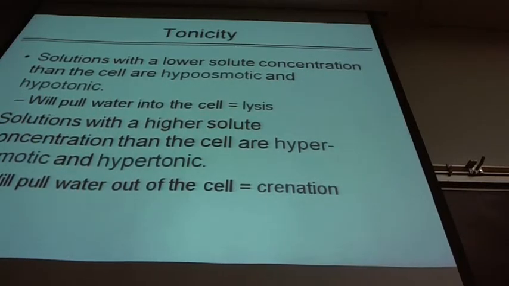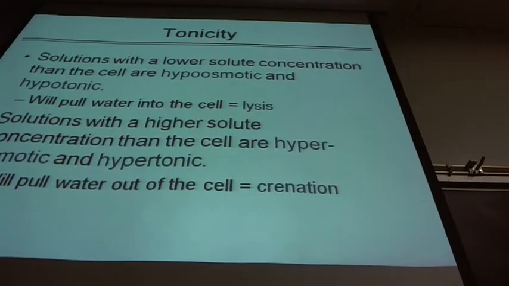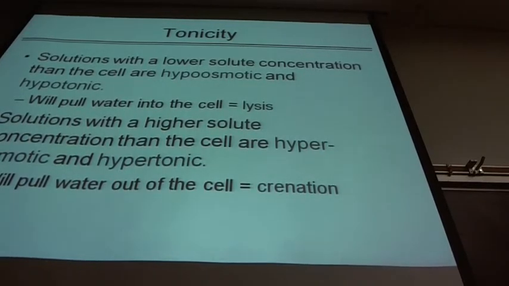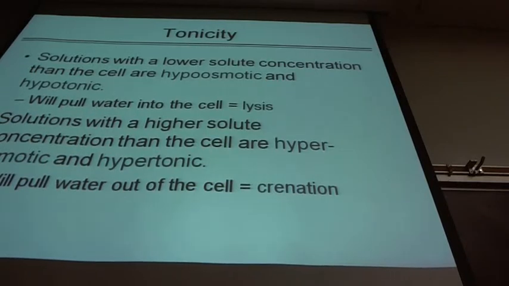Solutions with a lower concentration than the cell are hypoosmotic and hypotonic. They'll pull water into the cell until, sometimes you get lucky, you get a young red cell and it's got either a strong membrane or the solution is close enough that it actually dilutes it out so they're equal, but usually the cell lyses or breaks up. Solutions with a higher solute concentration are hypertonic.